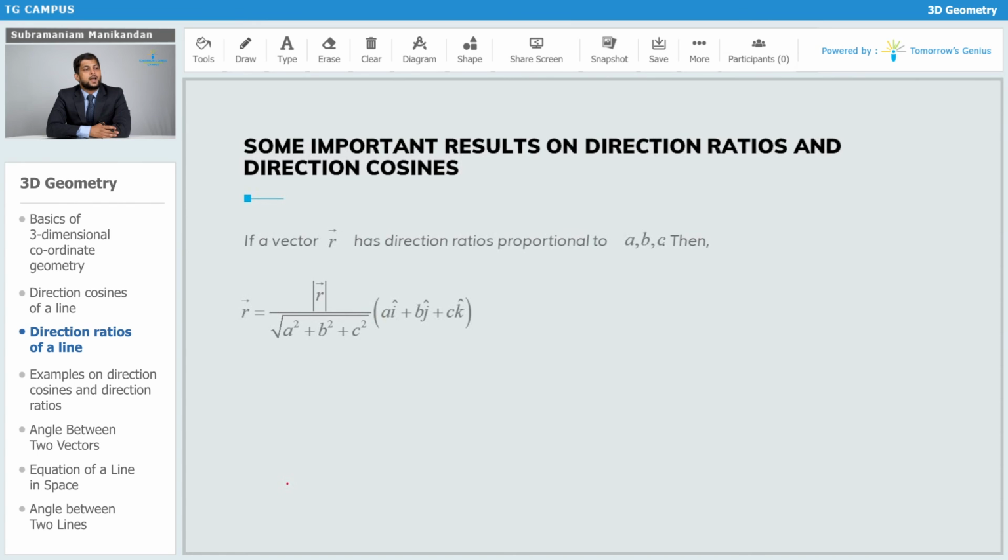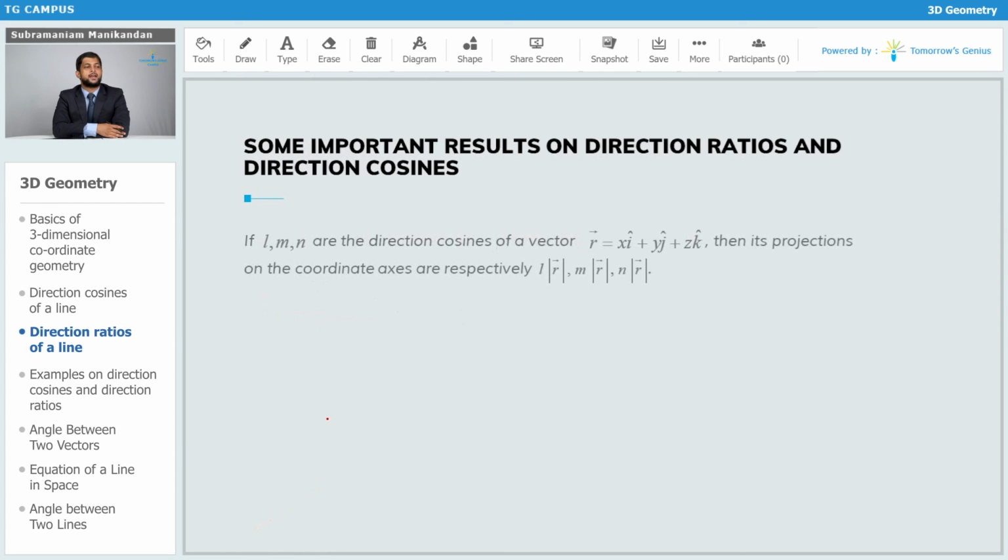If a vector r bar has direction ratios proportional to a, b and c, three numbers, then r bar is equal to magnitude of r bar divided by square root of a square plus b square plus c square, times a i cap plus b j cap plus c k cap. So this magnitude of r bar divided by the square root of the sum of the squares a square plus b square plus c square is the unit vector multiplier, and the unit vector a i cap plus b j cap plus c k cap multiplied by it will give us the full vector r bar.